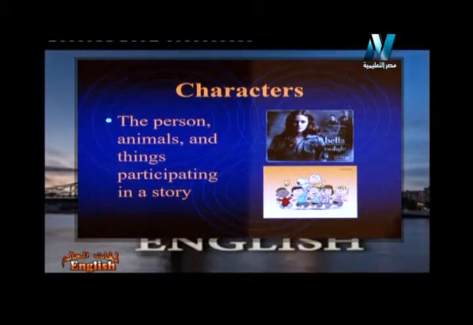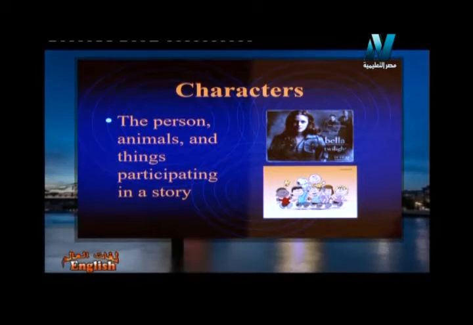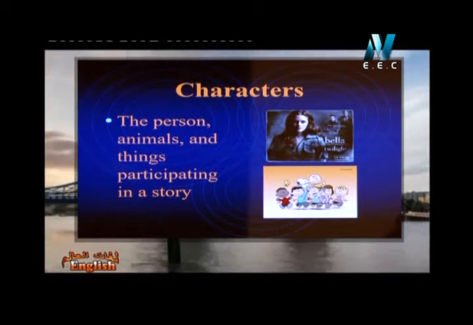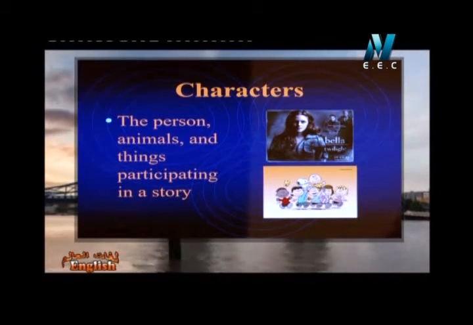Then we come to the second most important thing in any story, the characters in it. Of course, whether they are people or animals, the persons, animals and things participating in a story. Actually, some stories have things, for example, it could be a penny, it could be a chair telling the story. So we have these kinds of stories.